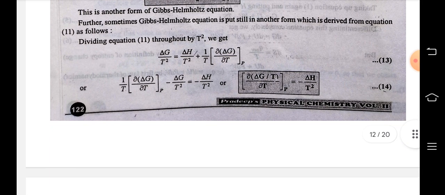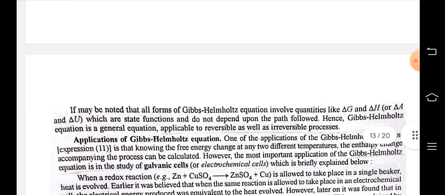Dividing the equation throughout by T squared, we get delta G upon T squared is equal to delta H upon T squared plus 1 by T times the partial derivative of delta G with respect to T at constant pressure. Equation 13: the partial derivative of (delta G upon T) with respect to T at constant pressure is equal to minus delta H upon T squared. Equation 14, we get it.